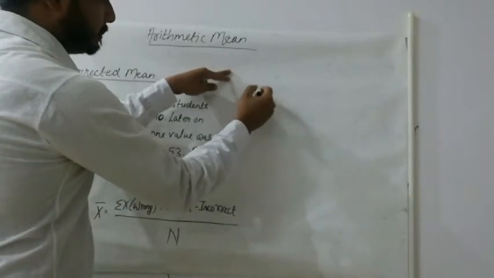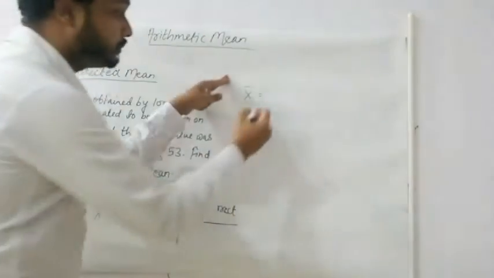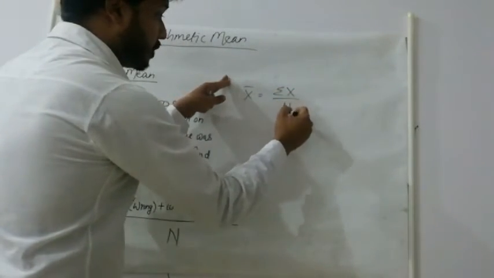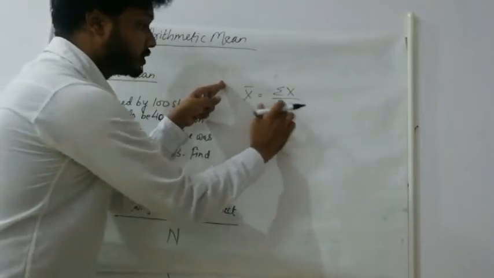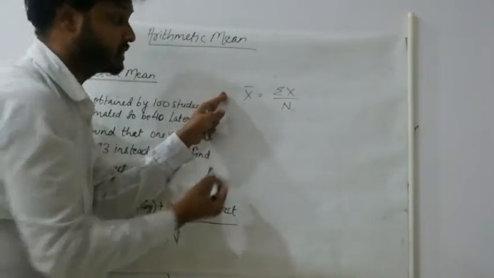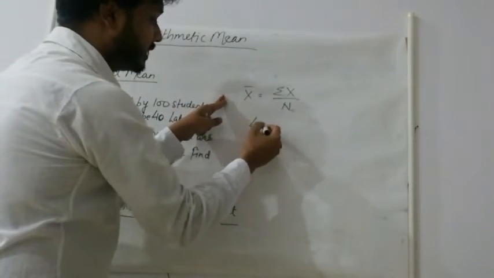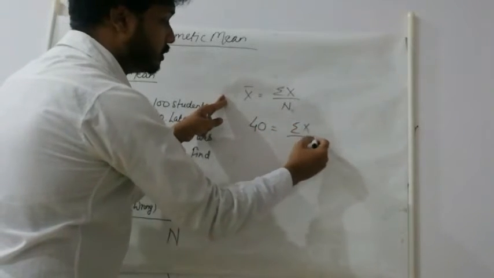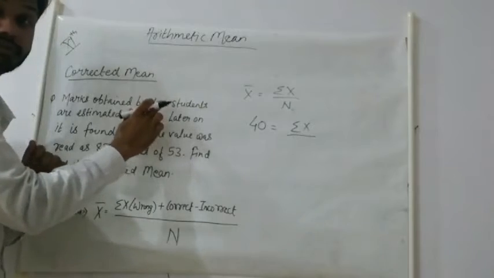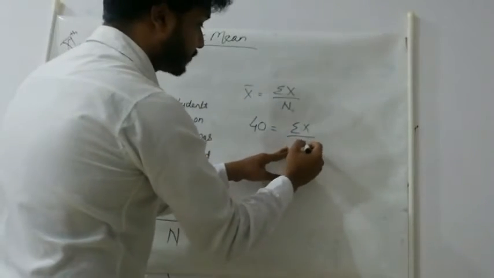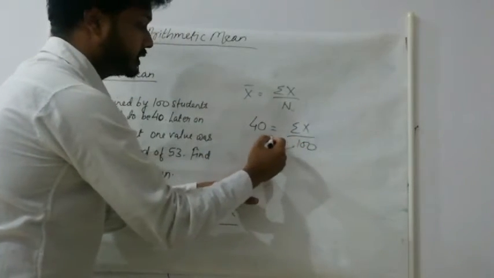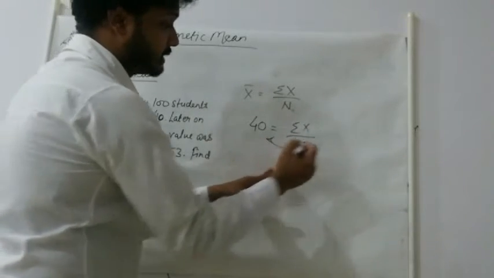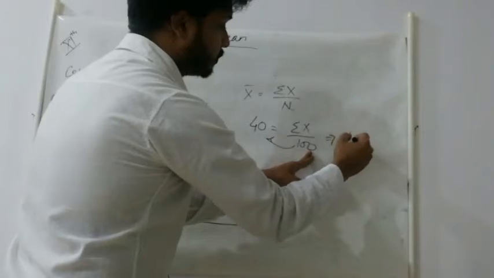We know that mean is equal to summation of x upon n. Okay, so from here we can find the value of summation x. Look here, mean we are given with 40 is equal to summation of x we don't know, n number of observations we are having 100. Okay, so when it will go this side it will get multiplied and we will get the value of summation of x, which will come to 4000.